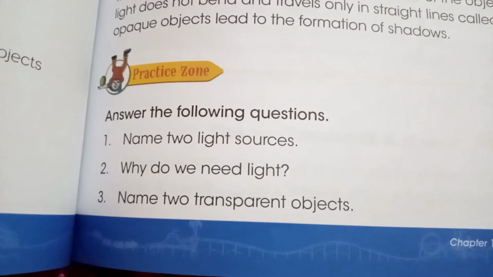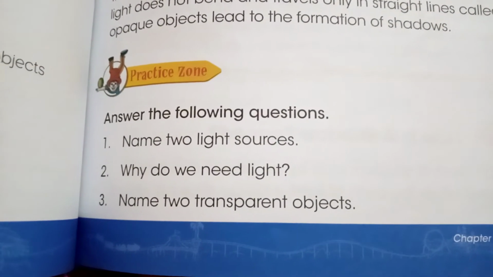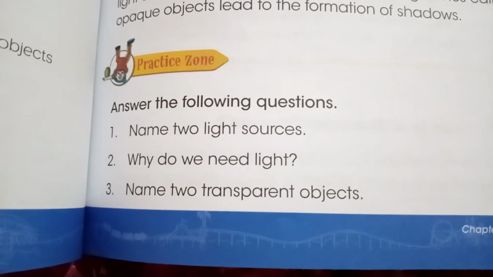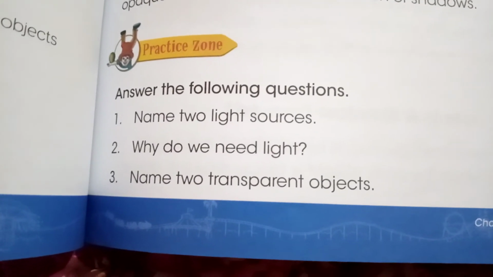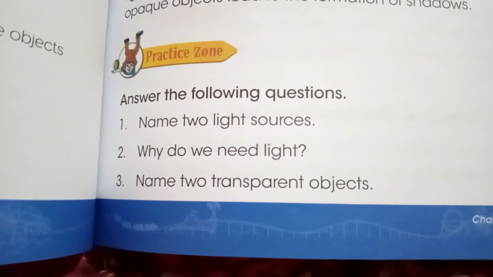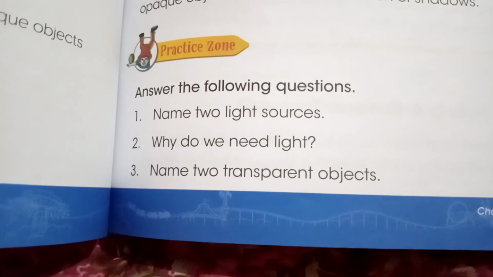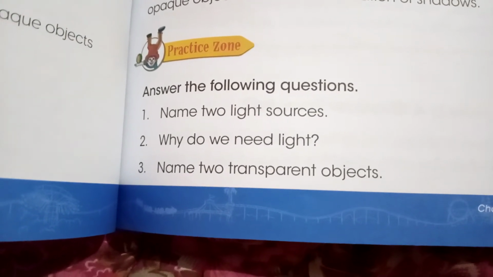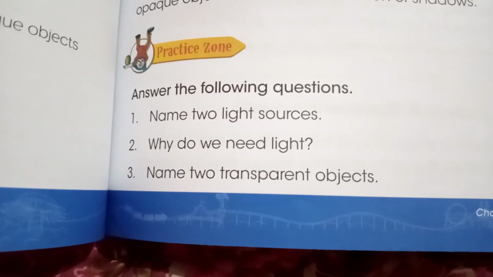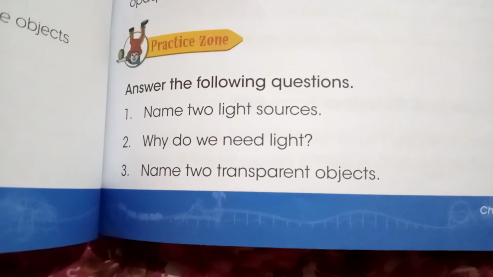Now let's discuss these questions. Name two light sources. We have discussed so many light sources: sun, torch, candle, bulb light, tube light, and then car light, mobile light. They all are light sources, or they are called luminous objects.